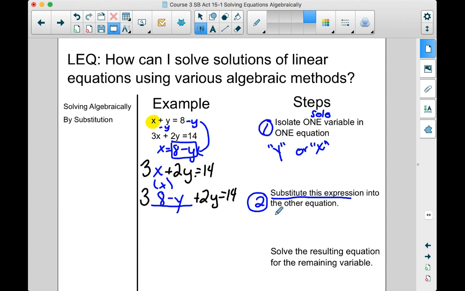Instead of writing x, I put in the expression. Now this is important to add to your note sheet. When you write it in, you should have it with parentheses. Because if you look at this right here, that looks like 38 minus y, which is very different than the expression itself. So when I look at it now, a good way to check it, or a good thought process, is to ask myself, do I have one unknown?